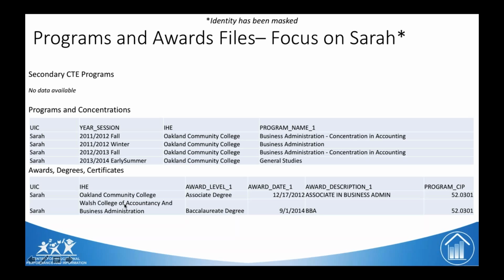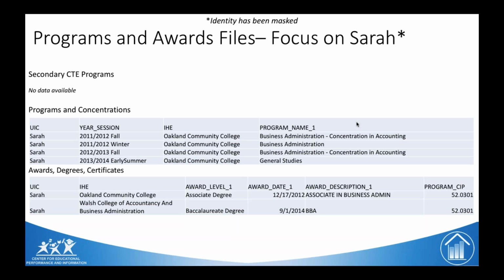Move on to the awards degree certificate file, and we see she earned an associate degree at Oakland Community College, which wouldn't be news to Oakland Community College, but what would be news is 2 years later, she got a bachelor's from Walsh. She got a BBA in this program, in the same program. So earlier, go ahead. Question.